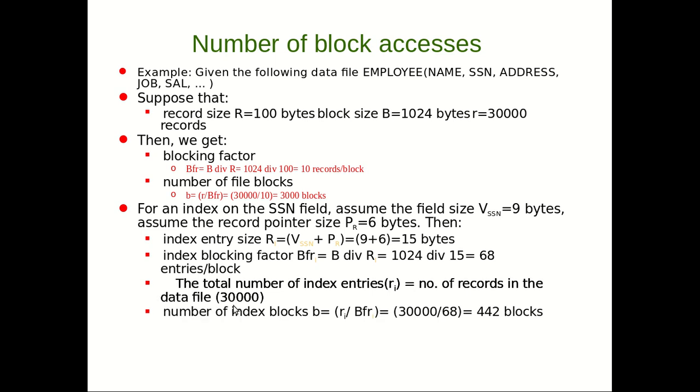Now the total number of blocks required is Ri divided by the blocking factor, 30,000 divided by 68. 68 is the number of index entries possible in a block. Therefore, the secondary index file should have 442 blocks of size 1024. That many number of blocks.